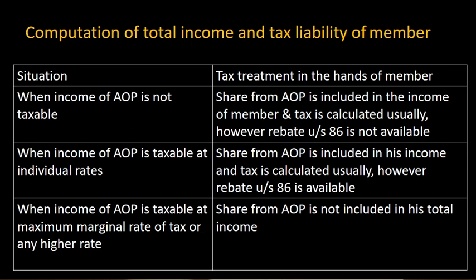Third part I am discussing. When income of AOP is taxable at maximum marginal rate. So when AOP is already paying the highest amount of tax, should share from AOP be included in the member's income? We discussed it, right? No, it should not be included. So share from AOP is not included in his total income. Shall we go to next slide?